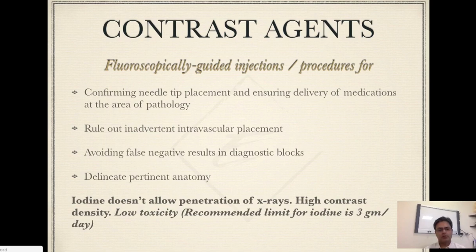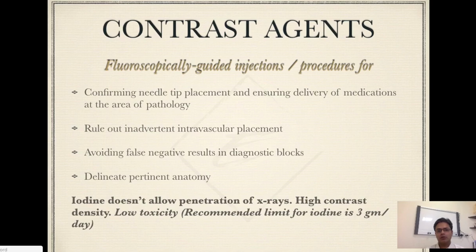Then in procedures like RACZ, we are using it to delineate the anatomy. When we give the contrast agents, we know where the contrast is flowing and we try and open up that area if it's not flowing into a specific area, which can again help us determine the efficacy of our treatment.